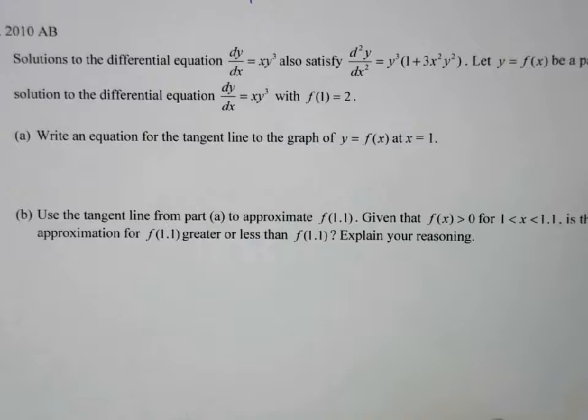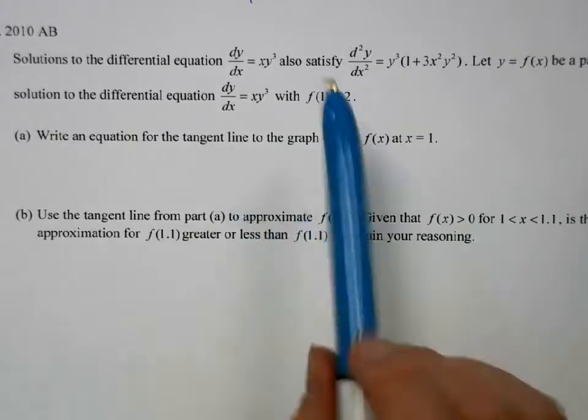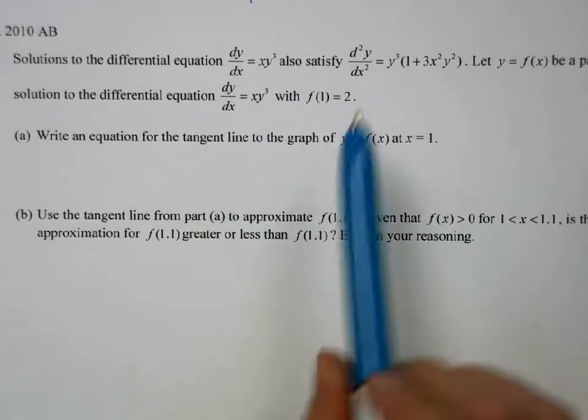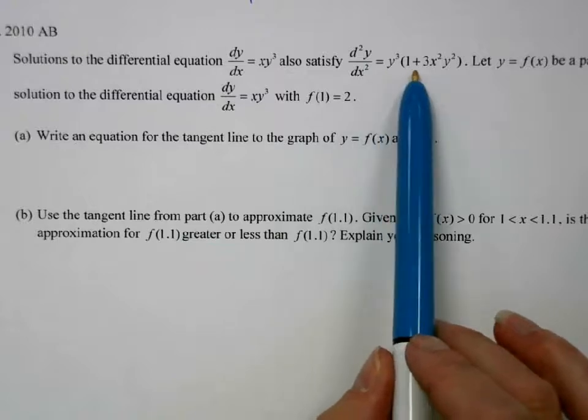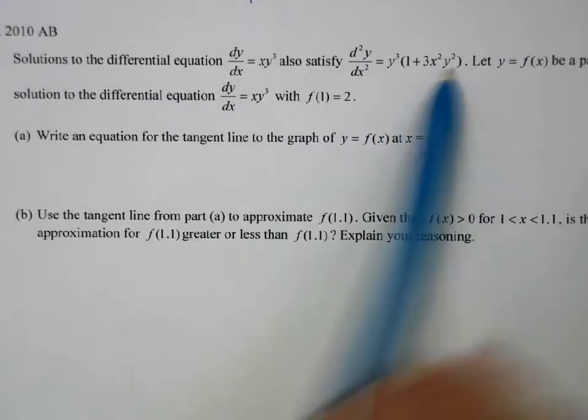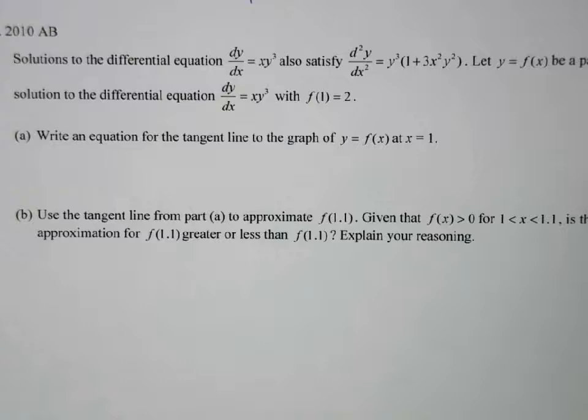Okay, next from the 2010 AB exam. This is called a differential equation, and you don't really need to be concerned with what that means. But we have dy/dx equals x y cubed. The second derivative is y cubed times (1 plus 3x squared y squared). Okay, so we want to write the equation for the tangent line at x equals 1.